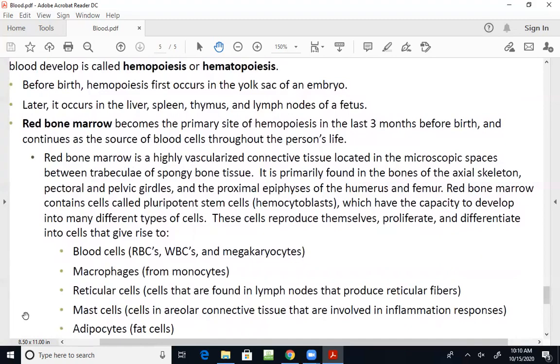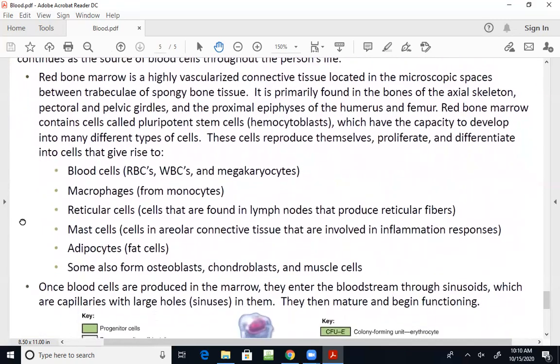We've talked about red bone marrow before. We learned that it's highly vascularized and contains a lot of blood vessels, found in the spaces between the trabeculae of our spongy bone. Remember, the trabeculae are the little flakes of our spongy bone. We find red bone marrow in a good portion of our axial skeleton, things like our skull bones and our vertebrae, the pectoral and pelvic girdles, so like our hip bones, and the proximal epiphyses of the humerus and femur, so the ends of the humerus and femur up towards the shoulder and the hip.